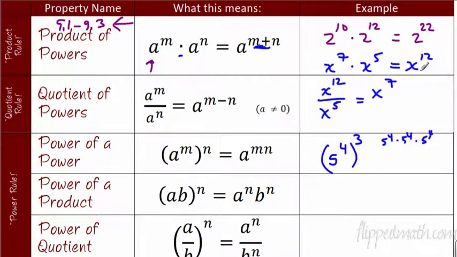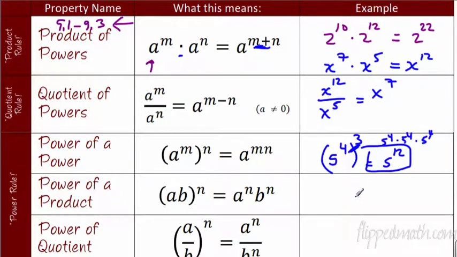Well, using our product of powers rule up here, that means you can just add the exponents. It's 4 plus 4 plus 4. That's going to give us what? That gives us 12, but the shortcut is you can just multiply those. So all this equals 5 to the 12th. So whenever you have powers raised to higher powers, then you just multiply. That's the easy example for that one.